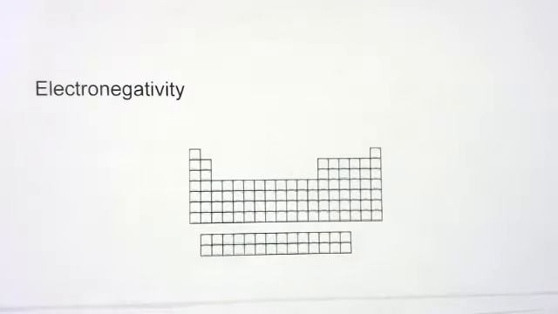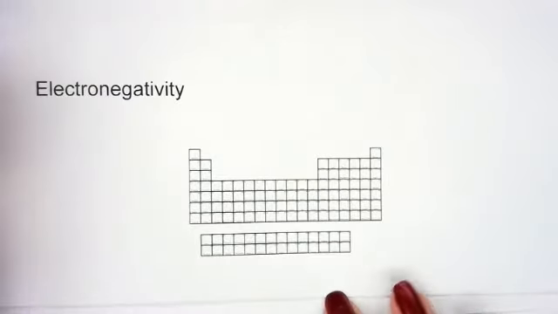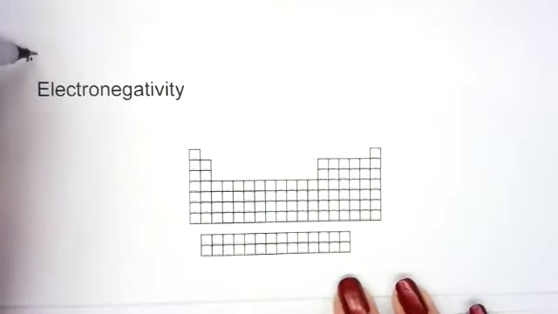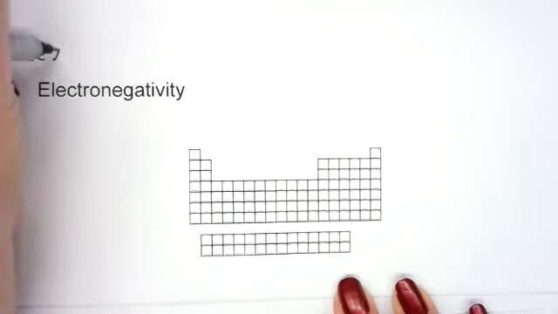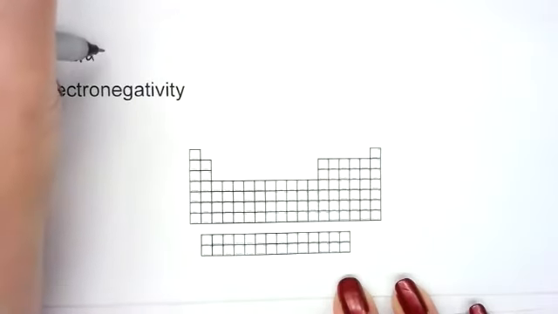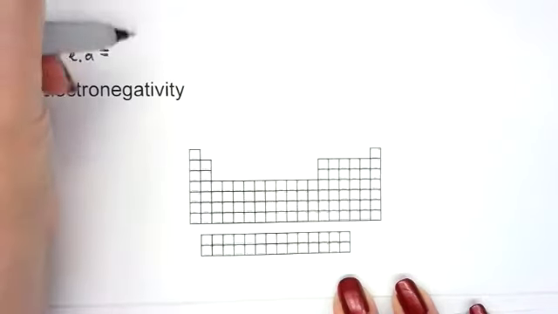Okay, so here we are with electronegativity. Ionization energy and electron affinity deal with giving or taking electrons. Let's just recap that.